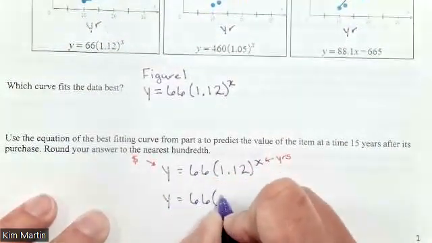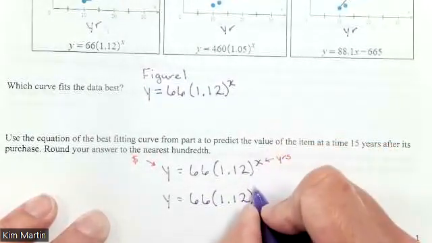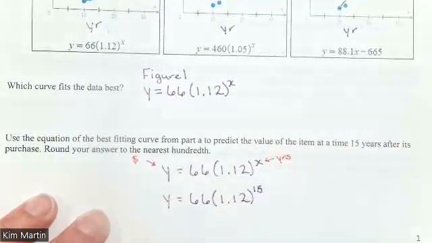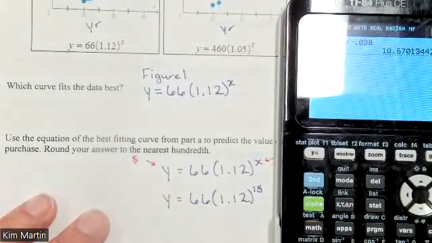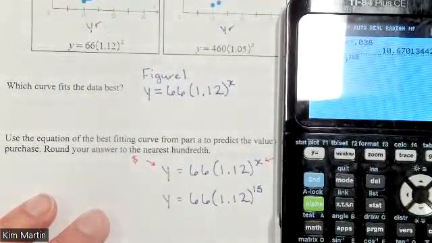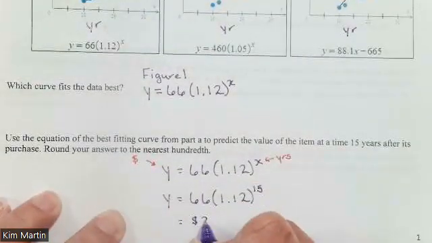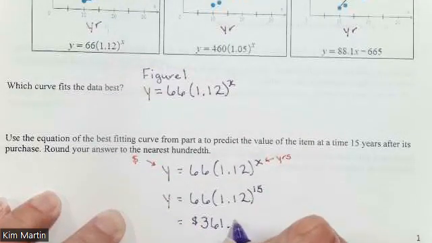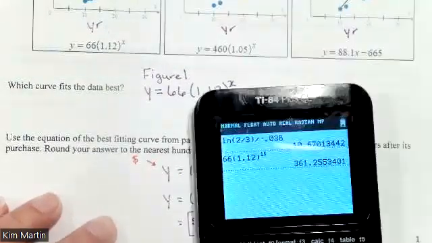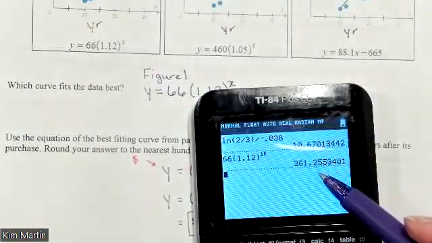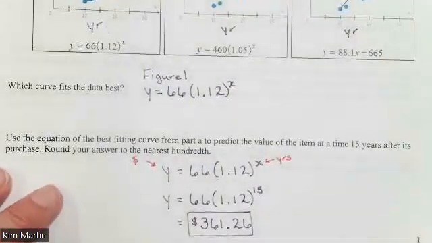66 times 1.12 raised to the 15, because in this case, it asks 15 years. So you just do this on your calculator. 66 times 1.12 raised to the 15th power. And we get $361.26. Because what you have to do is ask yourself, is it closer to 25 or 26? And it's closer to 26. Pretty easy.